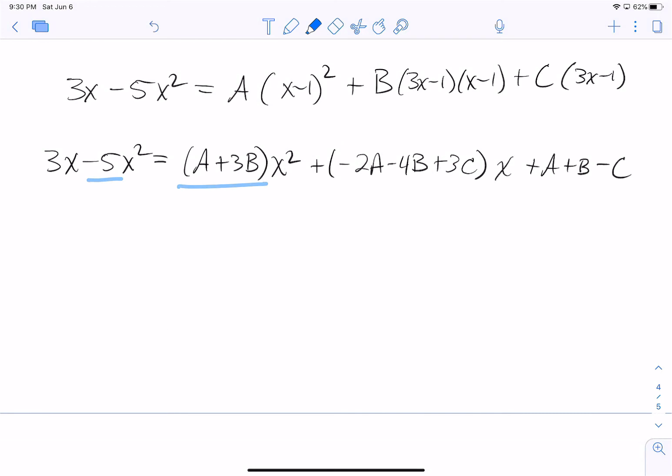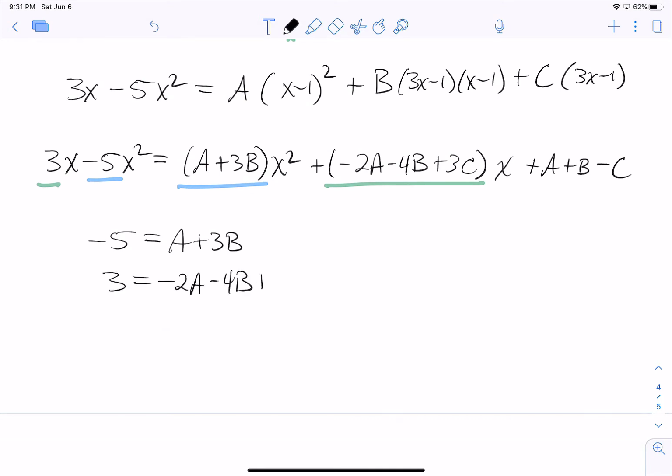Equating coefficients of like terms on the left and right, we can see that negative 5 is equal to a plus 3b. 3 is equal to negative 2a minus 4b plus 3c. And since there's no constant term on the left, we know that 0 must then be equal to a plus b minus c. Now this is of course a system of three equations and three unknowns. We can solve this using addition and elimination.